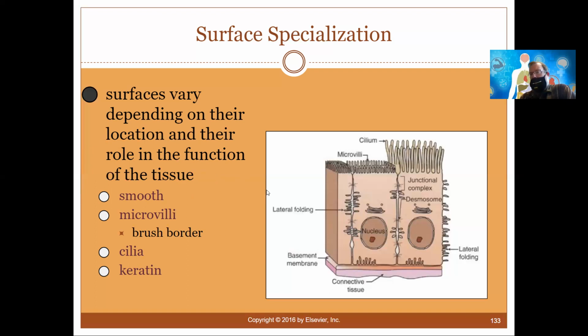And again, it helps with reducing friction, helps with hydration. So in the lungs, we've got pleural fluid that surrounds the lungs, peritoneal fluid in the abdomen, and then pericardial fluid around the heart.